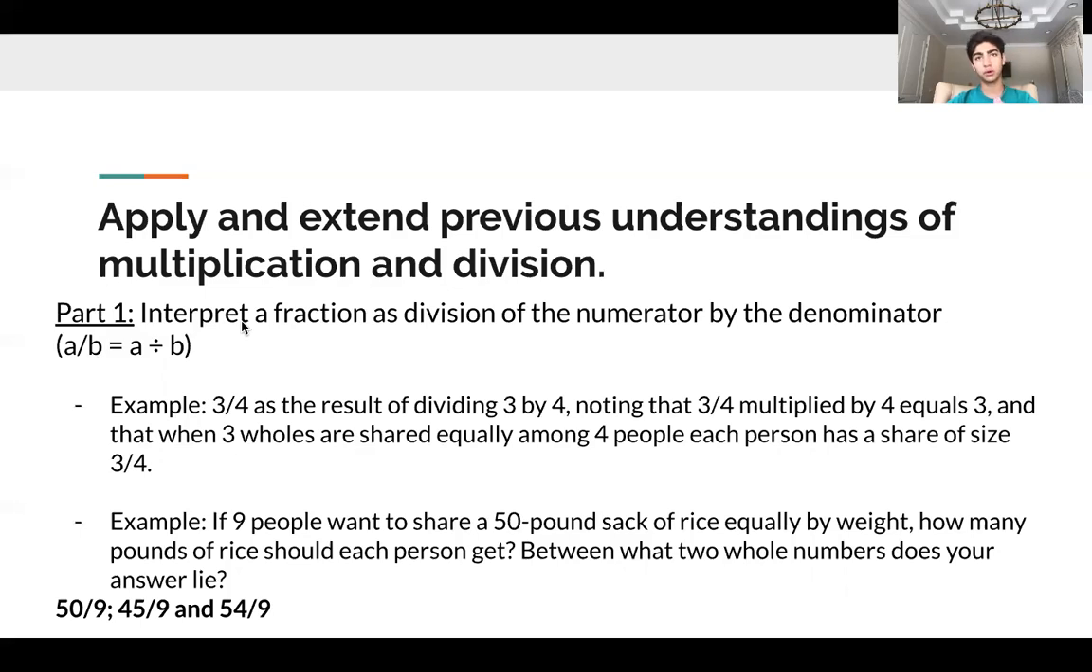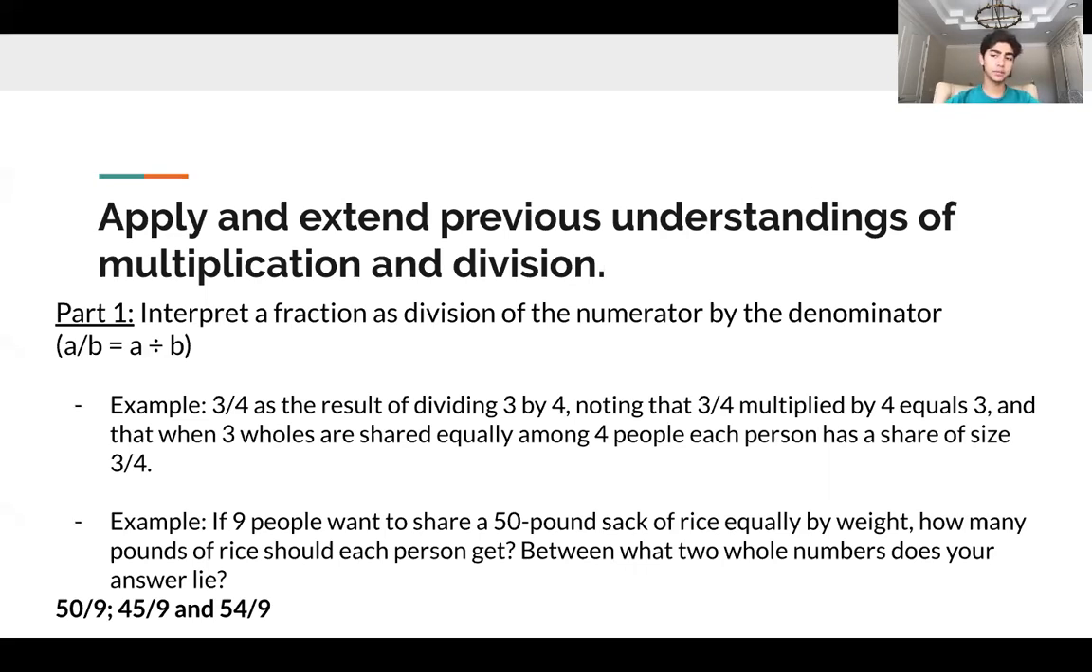Okay, well, if I do 3/4 times 4 over 1, the 4 and 4 will cancel to give you 3 over 1, which is just 3. And then when those three wholes are shared equally among 4 people, each person has a share size of 3/4. Simple enough. If you have 3 wholes, okay, so you have 1, 2, 3 wholes shared among 4 people, that's 3 over 4 per person. So 3/4 times 4 for a total of 3 wholes.